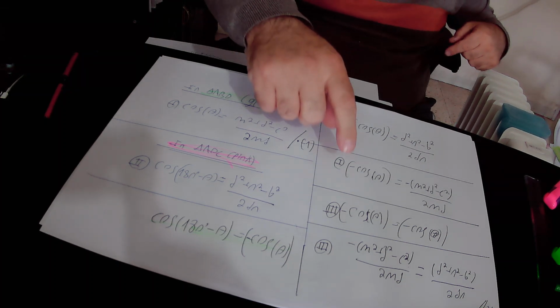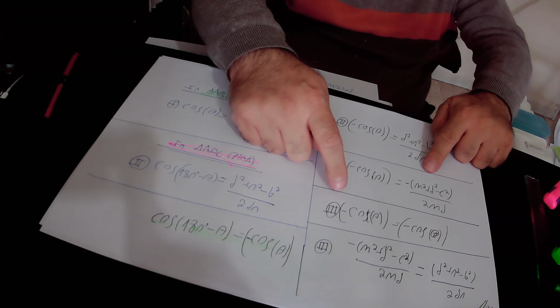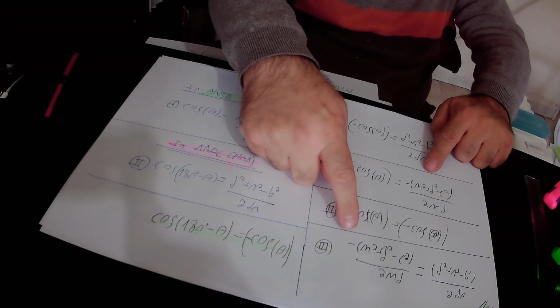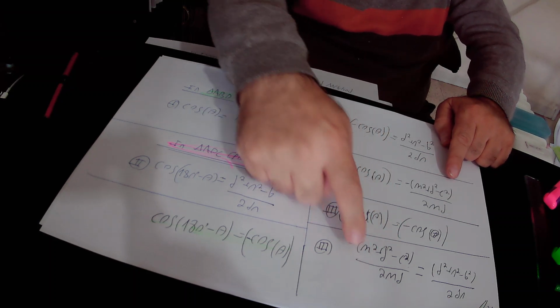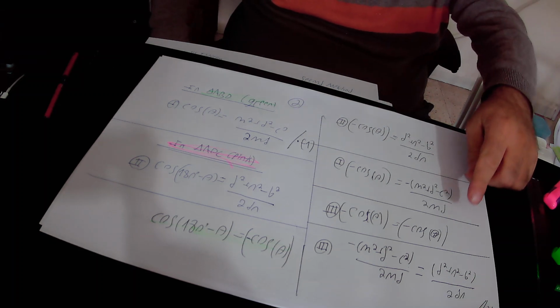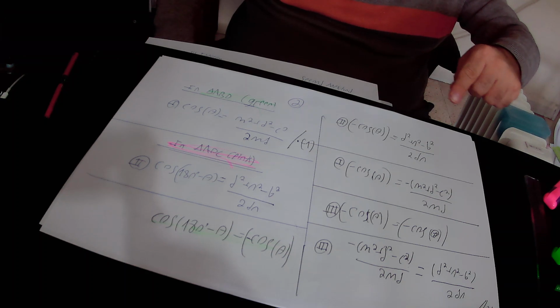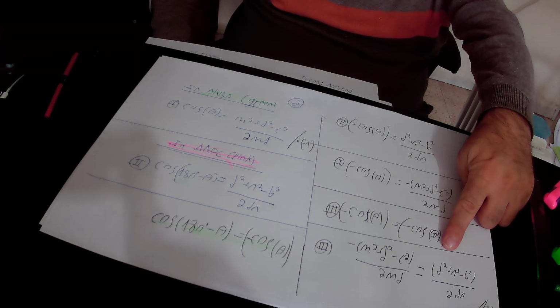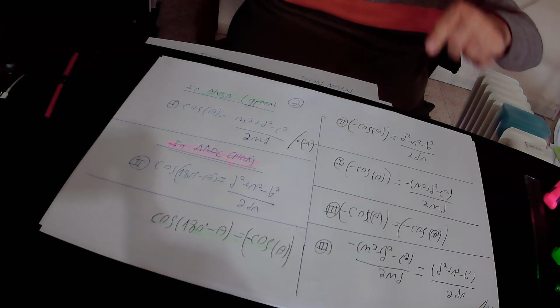So minus cosine theta according to equation number 1 equals minus m squared plus d squared minus c squared over 2 times md. And it must be equal to minus cosine theta according to equation number 2. And minus cosine theta according to equation number 2 equals d squared plus n squared minus b squared over 2 times dn.